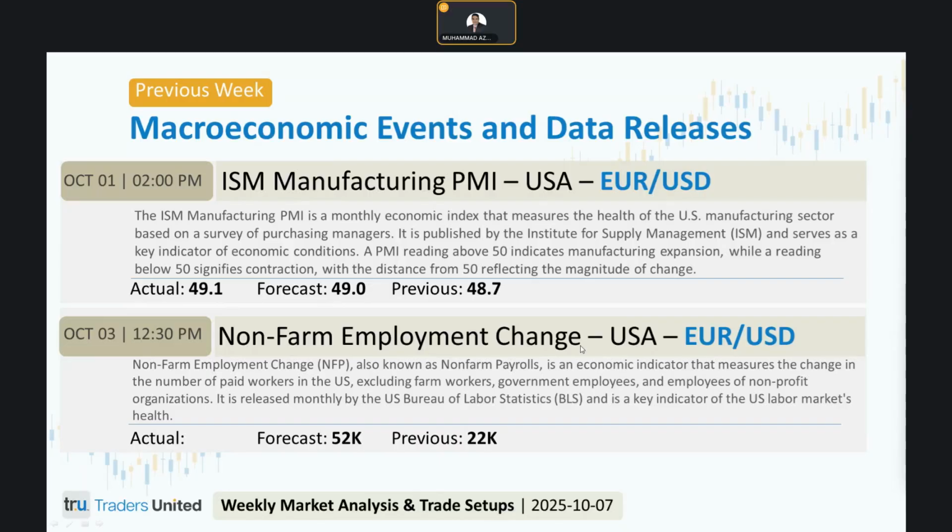It is released monthly by the US Bureau of Labor Statistics, BLS, and is a key financial indicator of the US labor market's health. Now, the previous number was 22K. The forecast was 52K. The report was cancelled due to the US government shutdown. Now, the pair in focus is the Euro USD.